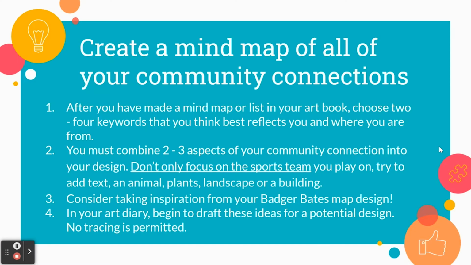So first of all, we're going to create a mind map of all your community connections. After you've made your mind map in your art book, you need to be choosing 2 to 4 keywords that you might find best reflects where you're from. You need to have 2 to 3 aspects of the community, and please don't just focus on a sport team. Try to add text, animals, plants, etc. You might even take some inspiration from badger baits and add an aerial map design.